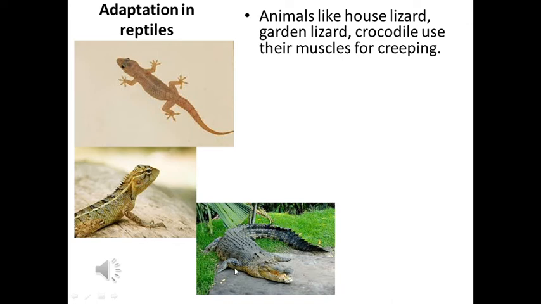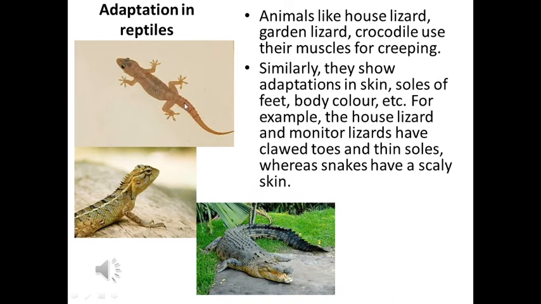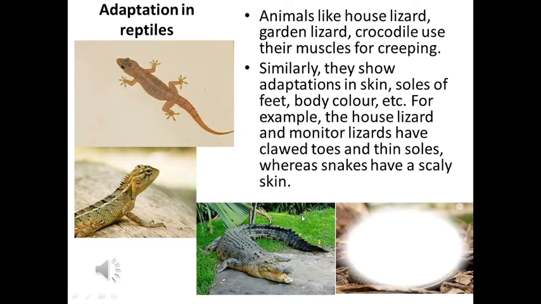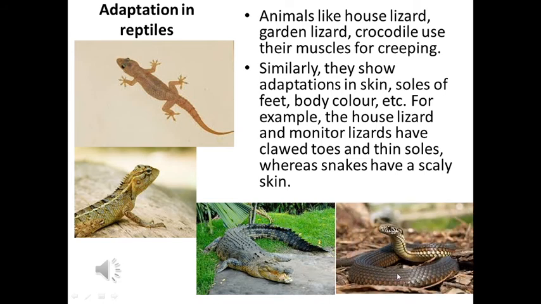Similarly, they show adaptations in skin, soles of feet, body color, etc. For example, the house lizard and monitor lizards have clawed toes similar to that of carnivorous animals and thin soles, whereas snakes have scaly skin. They have got scales on their body.